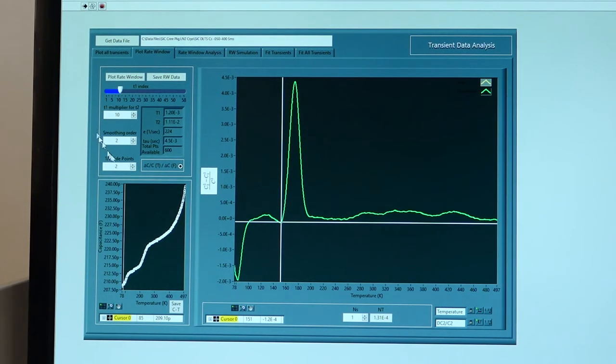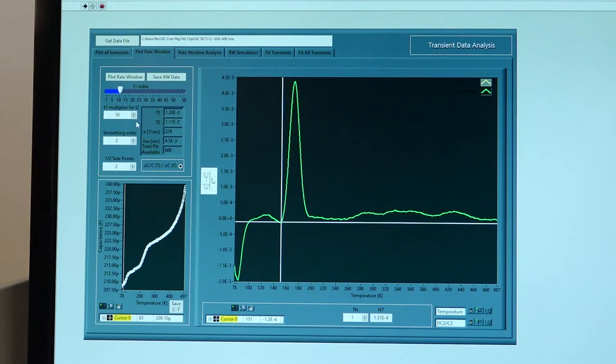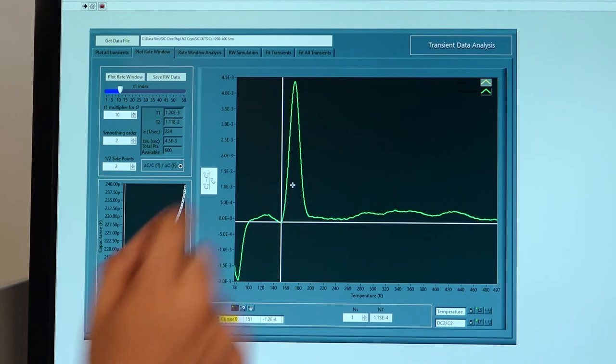This smoothing order is to smooth the experimental rate window graph that is to be generated. However, we should not overburden this parameter, because this might distort the signal. So let us start with a nominal value of 2, and let us click on plot rate window. The act of clicking on plot rate window generates this plot.